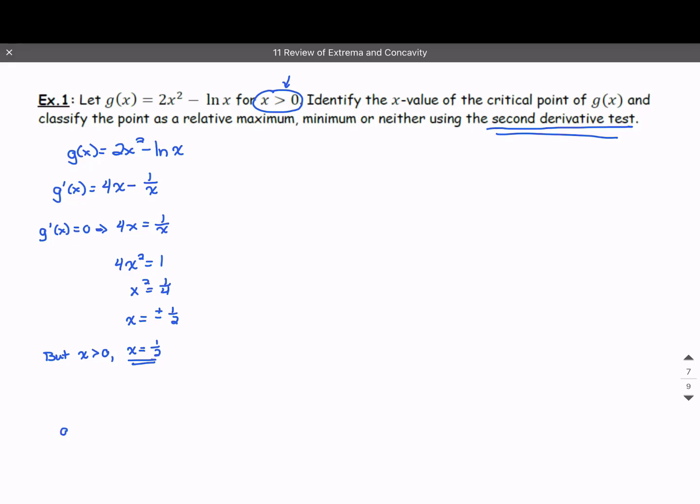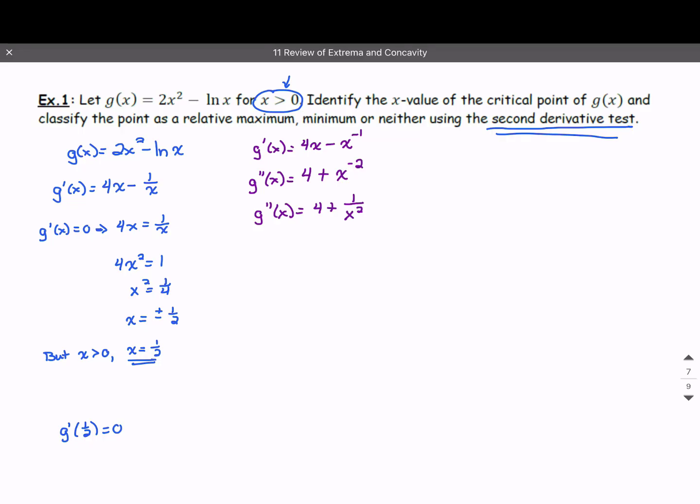Now we know that g prime of 1/2 equals 0. So let's rewrite this derivative, which was 4x minus 1 over x, remember, is x to the negative 1, because now I need the second derivative. So the second derivative of 4x is 4 minus the derivative of x to the negative 1. I multiply by a negative 1, so that's positive, but my new exponent is a negative 2, so this second derivative is 4 plus 1 over x squared.